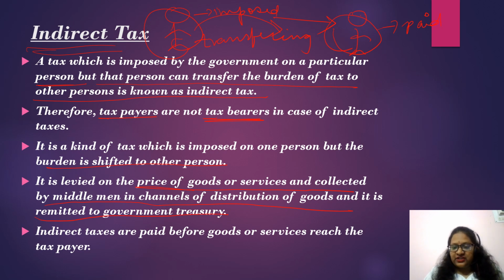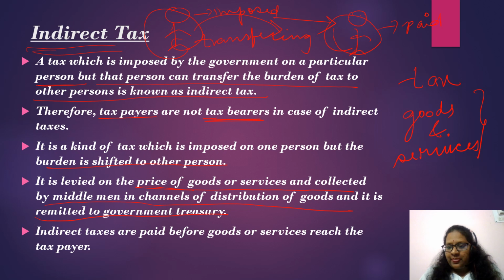Now this kind of tax is mostly present on goods and services which we use. We go to hotels, we buy various things, right? Like lace or any other food items, eatable items, or cosmetics. On those things the tax is being levied and it is paid by some other person. It is basically levied on the price of goods and services and collected by the middlemen in the channels of distribution of goods, and it is remitted to the government's treasury.